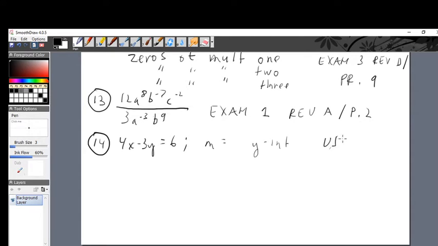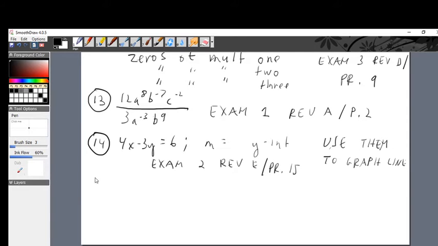And then after you get those, we talked about this. You can graph it a different way if you want. We talked about that too. But this is asking you to use them to graph the line. And where can you find this? Exam 2, Review E, and it is problem number 15. Let's go to R15.